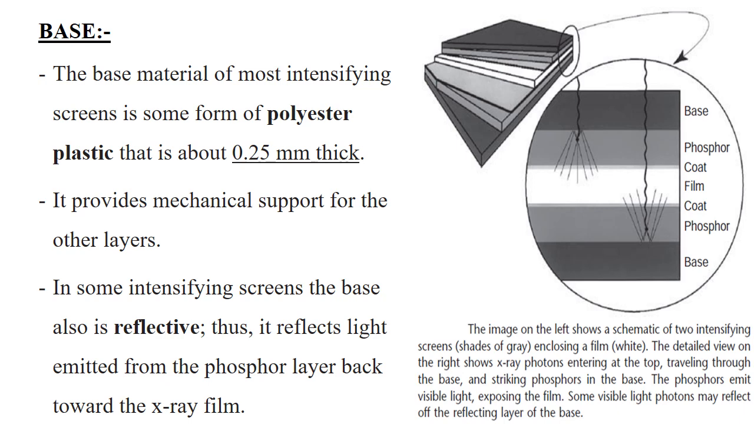Base. The base material of most intensifying screens is some form of polyester plastic that is about 0.25 mm thick. It provides mechanical support for the other layers. In some intensifying screens, the base also is reflective. Thus, it reflects light emitted from the phosphor layer back towards the X-ray film. We can appreciate the base in this diagram, which is shown in a slightly dark shade of gray.